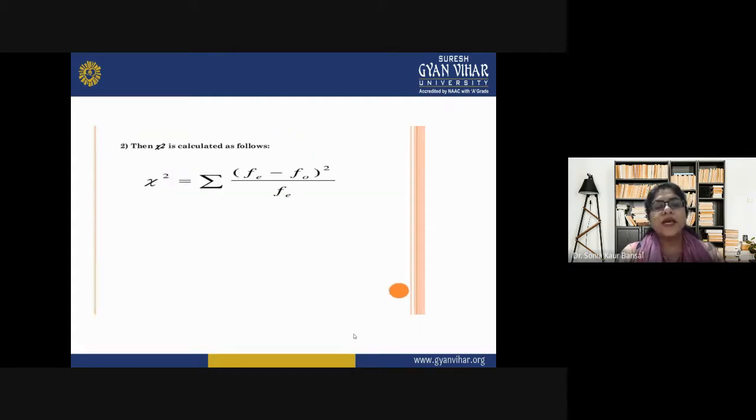This is how chi-square is calculated. So summation of (Fe minus Fo) squared upon Fe. Fe stands for expected frequency and Fo stands for observed frequency. So we have to subtract the observed frequency from the expected frequency, and then just square it, and then divide it by the expected frequencies. So you will get your chi-square very nicely.